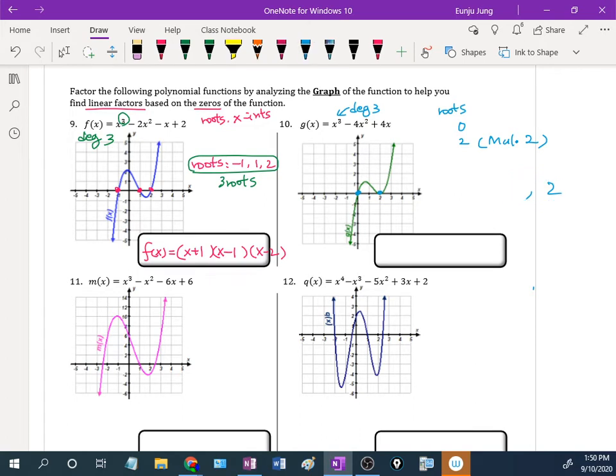So that is the one thing we need to remember from the graph, and we will talk about those more later, okay? So from the first one, 0, what is the factor? You can say x plus 0 or x minus 0, but simplest form will be x itself, right? Okay. From the number 2, what is the factor? X minus 2.